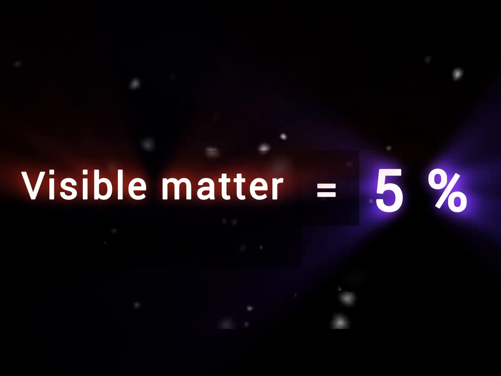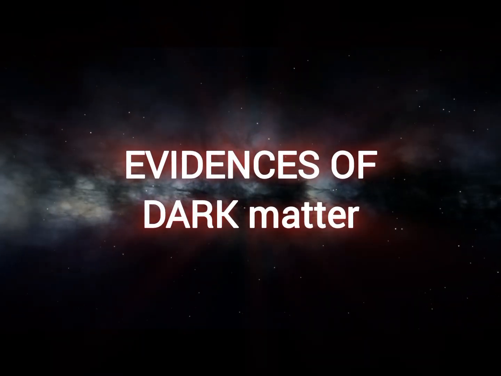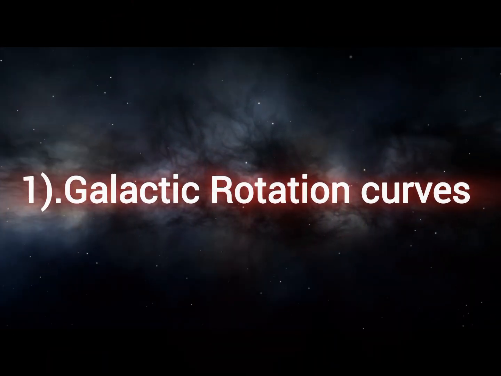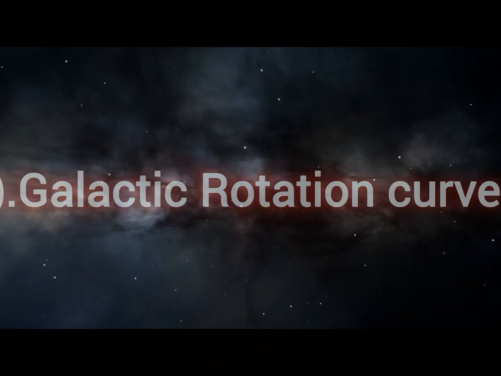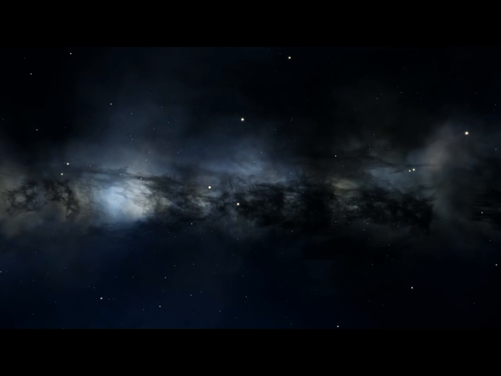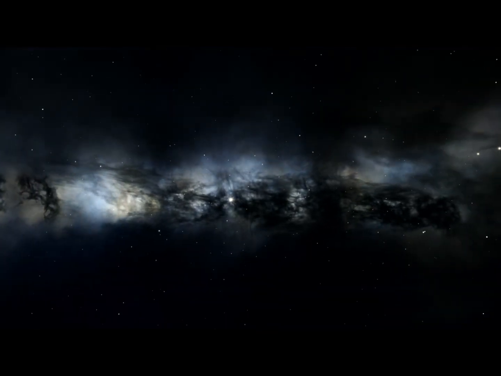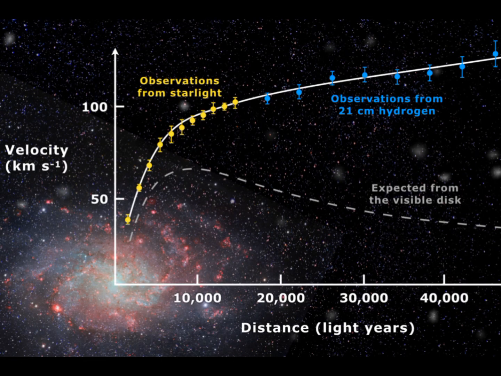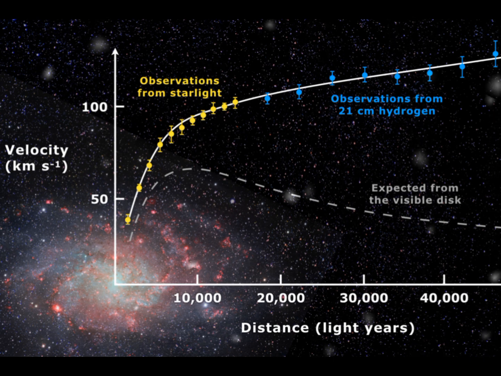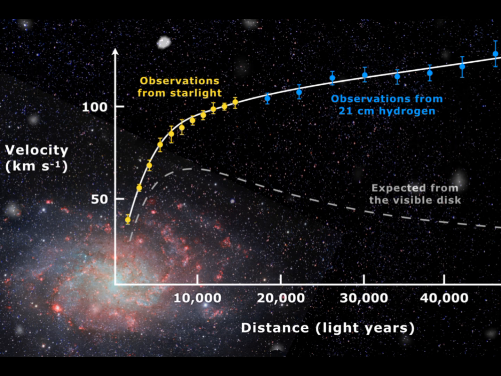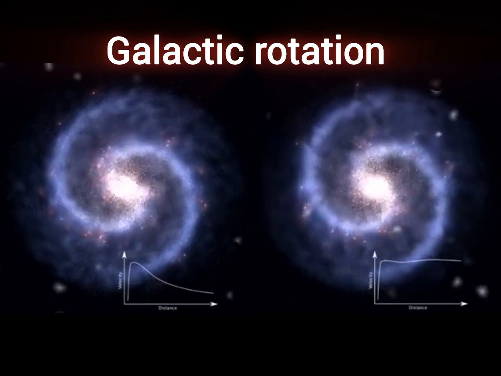Evidences of dark matter. 1. Galactic rotation curves. The most direct evidence of dark matter's existence comes from measured rotation curves in galaxies. According to the Newtonian formula for velocity v of a body with mass m orbiting a galaxy at a distance r from its center, the velocity v is inversely proportional to the square root of the distance r. So as expected, the velocity of the orbiting body should drop off with an increasing distance from the center.